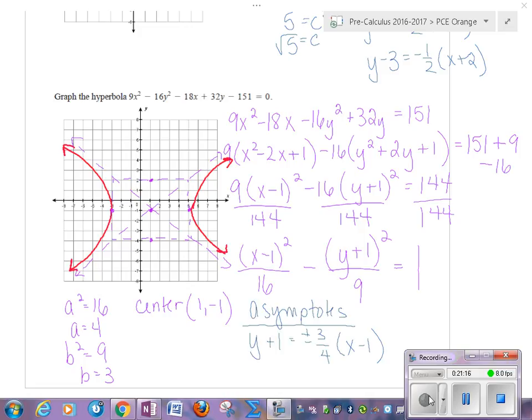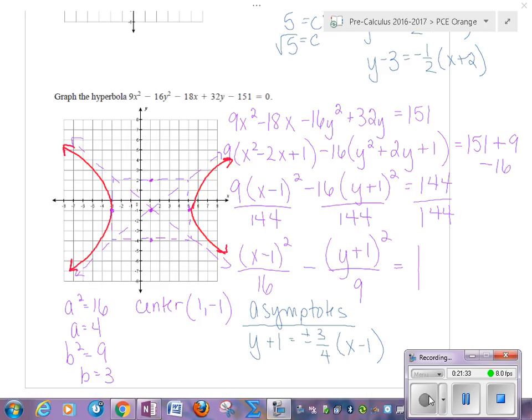So if you like to be efficient and you only want to write one equation that encompasses both asymptotes, you could have written y plus 1 equals plus or minus 3/4 times the quantity x minus 1. Okay, and that would cover both equations for your asymptotes.